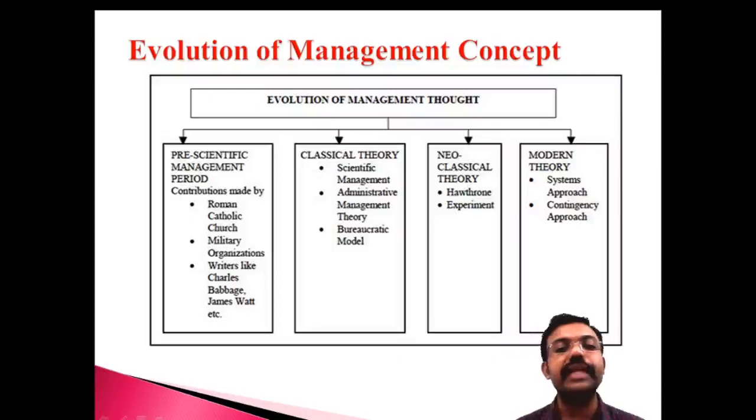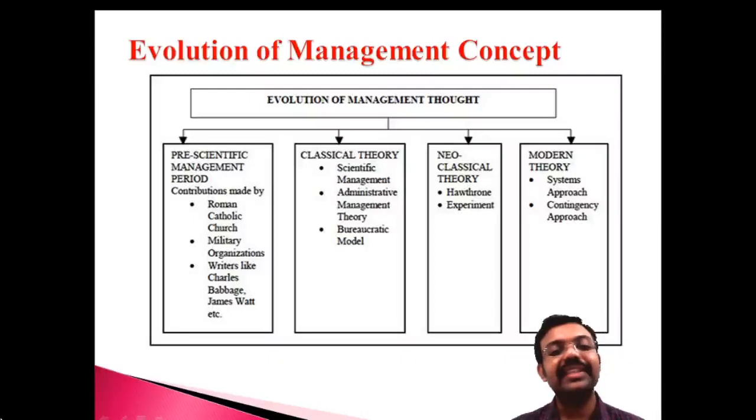The second contribution was made by Henry Fayol. Henry Fayol is the father of modern management. He contributed administrative management, the 14 golden principles of management. What are the 14 golden principles? We start with division of work, parity, authority, discipline, centralization, decentralization, scalar chain, esprit de corps, initiative. These are the 14 principles of management. That is a major contribution by Henry Fayol. He published one of the famous books in the 1940s regarding the aspects of management.